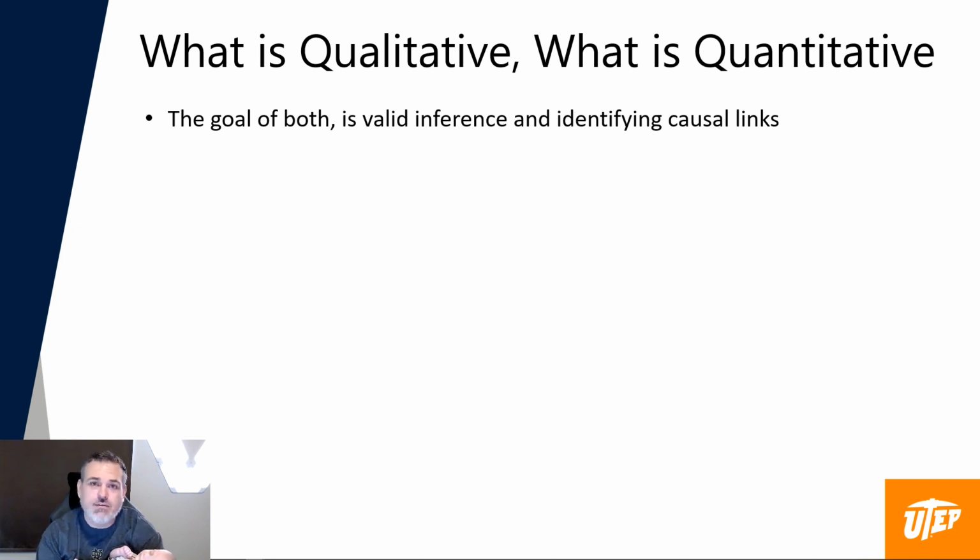A valid inference is determining what's happening in the real world based on observational data. And identifying the causal link simply means identifying what caused B. So did A cause B? Did C cause B? Identify the causal link, what made B happen. And the goal of qualitative and quantitative research, in large part, is to do entirely the same thing, to make and identify that causal link.